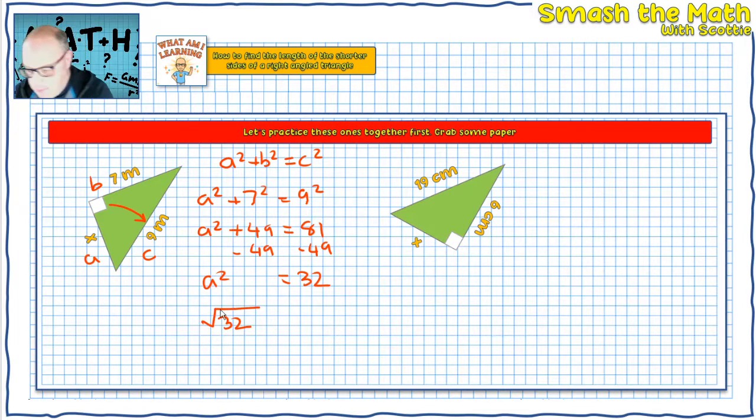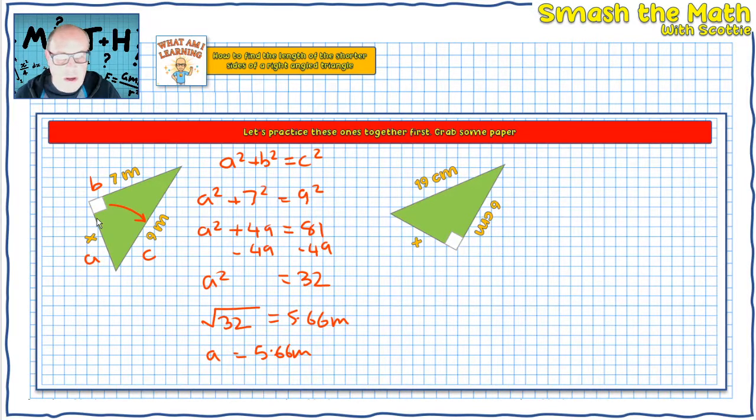Okay, so grab our calculator. Square root of 32 is 5.66, rounded to 2 decimal places, meters. So A is 5.66 meters long.